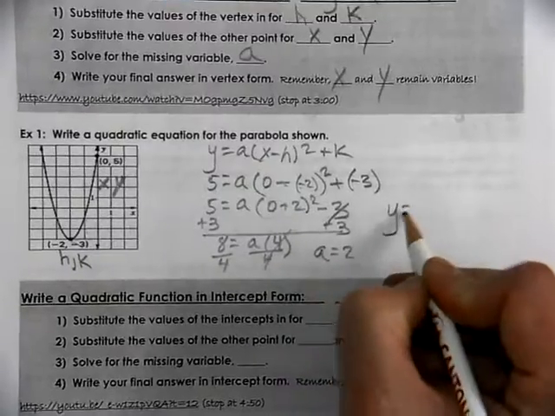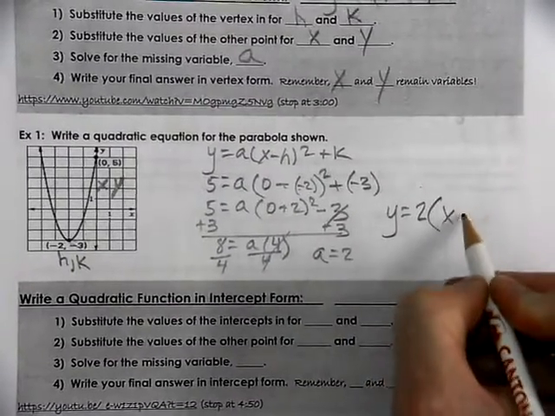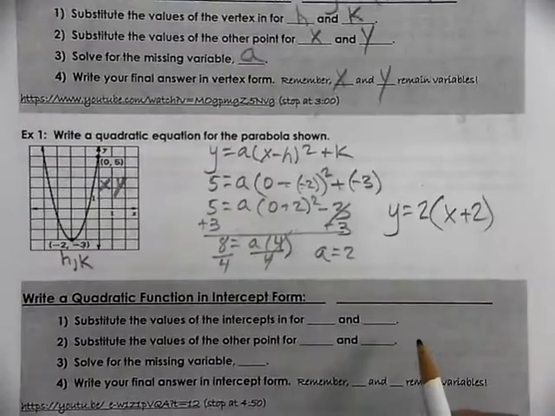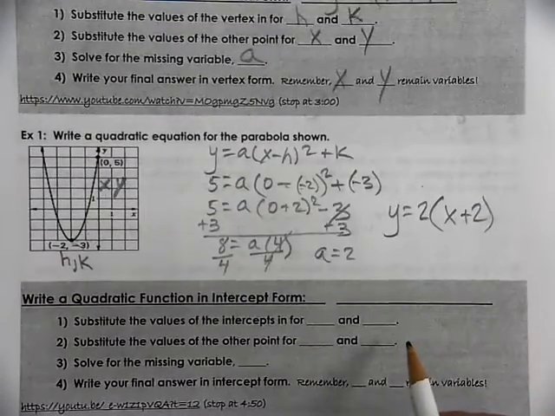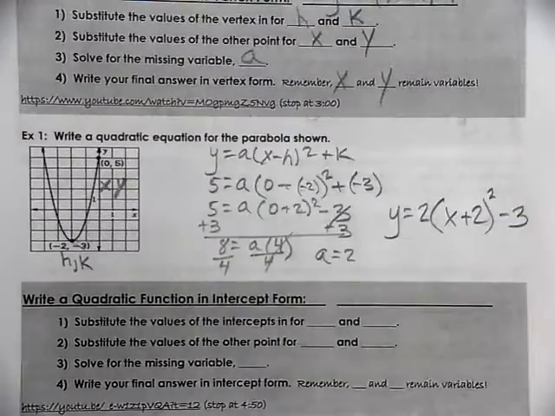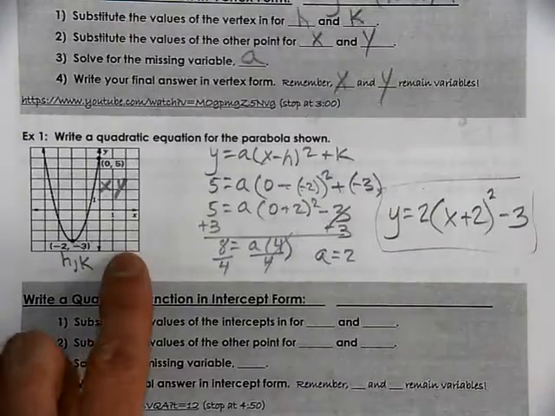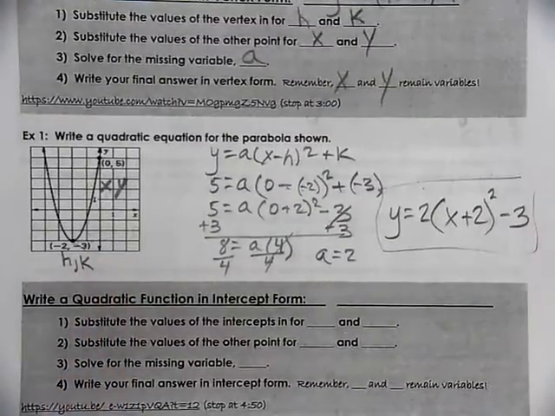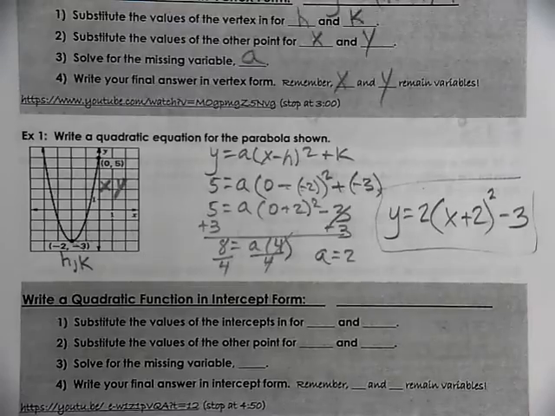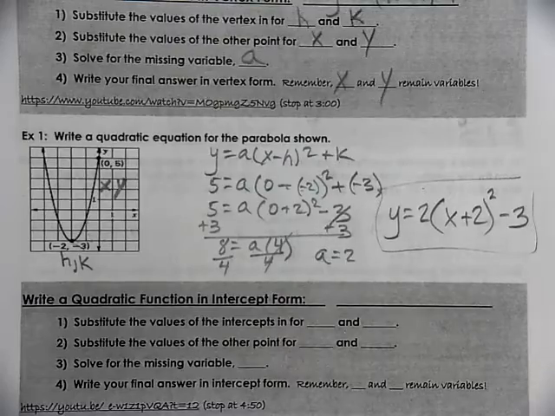So my equation is 2 for the a, x plus 2 for the h, minus a negative is plus, squared, minus 3. There's my equation that works for this parabola. We had to solve for a. So we plugged in the information we knew, and we calculated it.